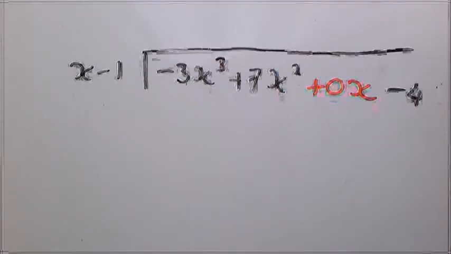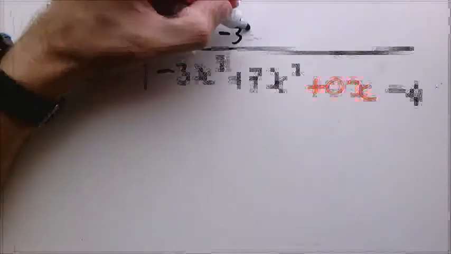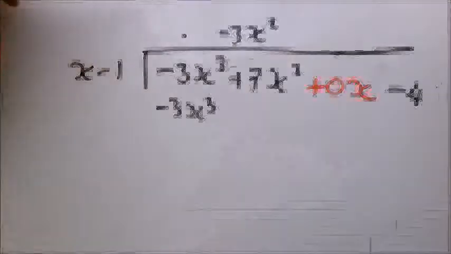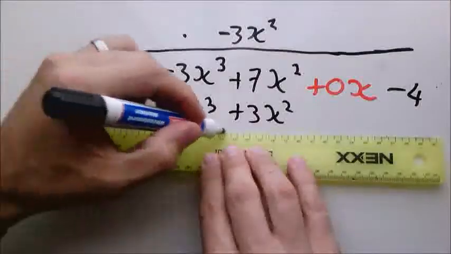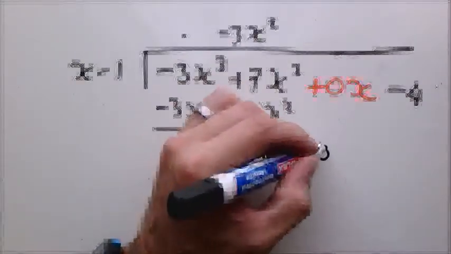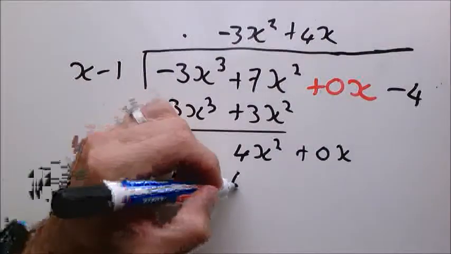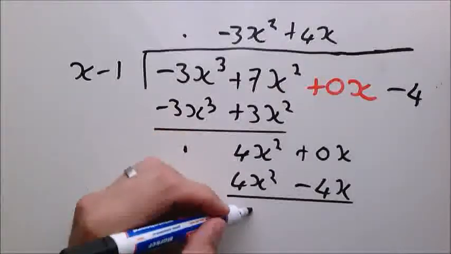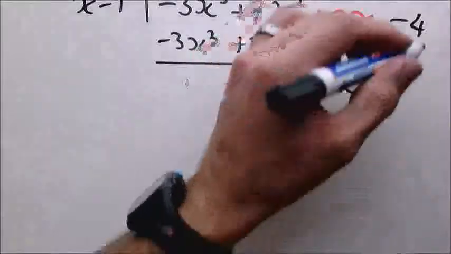Okay. So right over here, negative 3x cubed divided by x is negative 3x squared. Negative 3x squared times x, you get negative 3x cubed. Negative 3x squared times negative 1, you get a plus 3x squared. Now we subtract, you get 0, and you get 4x squared. Oh yeah, by the way, we move the plus 0x down now as well, right? 4x squared divided by x is plus 4x. 4x times x is 4x squared, times negative 1 is minus 4x. Subtract, you get 0. Then 0 minus a negative 4x is 4x. Remember to do the subtraction. And then you bring the negative 4 down.